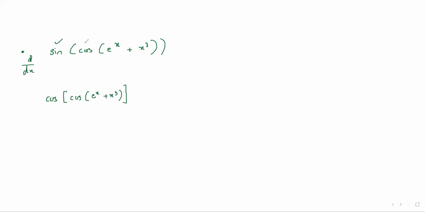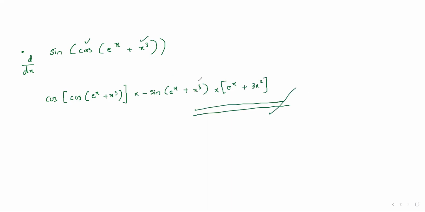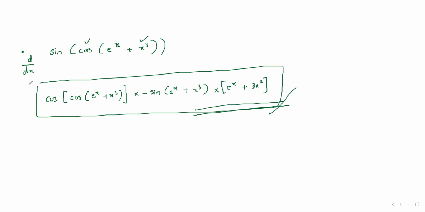That's over. Now what is the derivative of cos? Cos derivative is minus sin. What is the inner function now? e raised to x plus x raised to 3. So cos is also over. Now what is the derivative of e raised to x? It is e raised to x. So put e raised to x plus, what is the derivative of x cube? Derivative of x cube is 3x square. So what is the final answer? This is the final answer. Is it clear? We don't need to simplify this answer. We just need to write like this. Don't simplify. Clear?